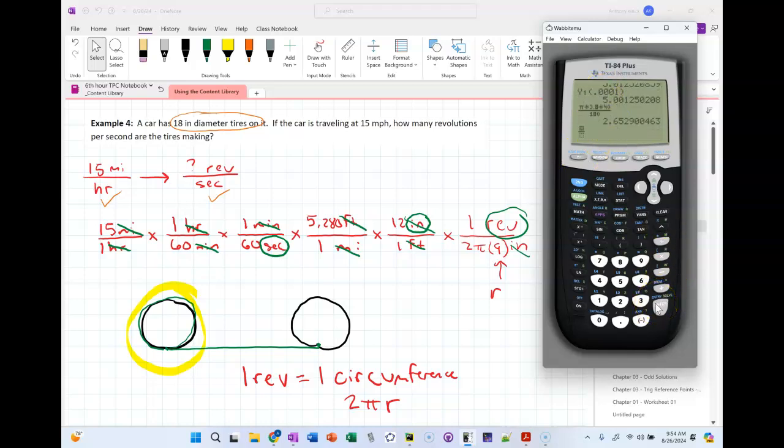In the numerator, I'm just going to type in everything that's not a 1. So I'm not going to bother with the times 1s. So I'll have 15 times 5,280 times 12. And in the bottom, again, everything that's not a 1. So I have 60 times 60 times 2 times pi times 9. And then we'll just press enter. And I get about 4.669 revolutions per second.